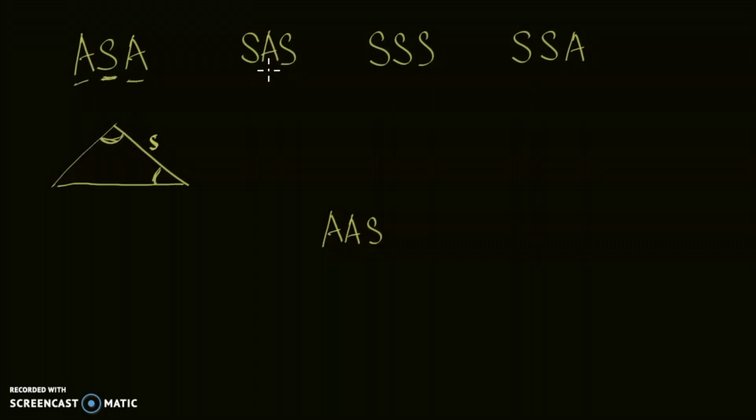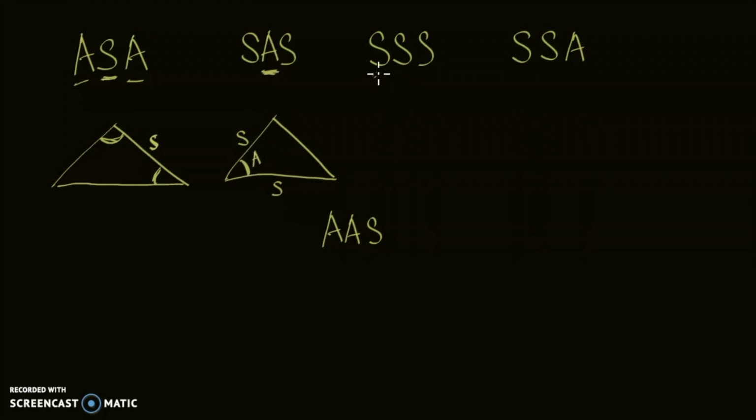So now what if the A is between the two S's? So we have two sides and one angle, same triangle. We have one side here, we have one side here, and the A being in the middle represents that this angle is between these two sides. So that is the A.